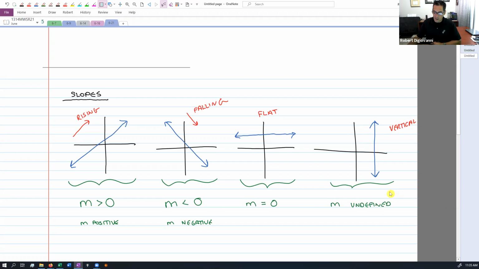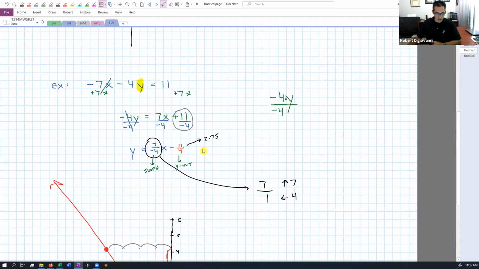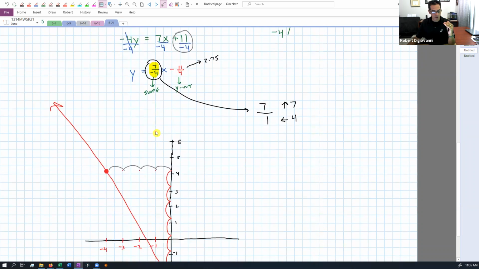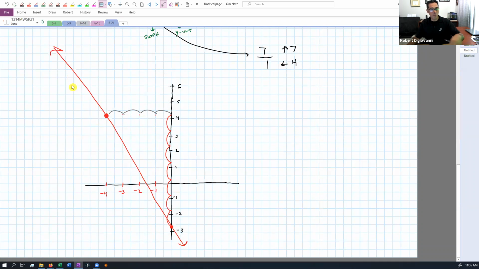So if we go back and look at the problems we've done today, the slope we had for this line, do y'all see our slope was 7 over negative 4, that would be a negative number, right? A positive number divided by a negative number is a negative value. So do y'all see our line falls as we move from left to right? That's not a coincidence. That's because the slope is negative.